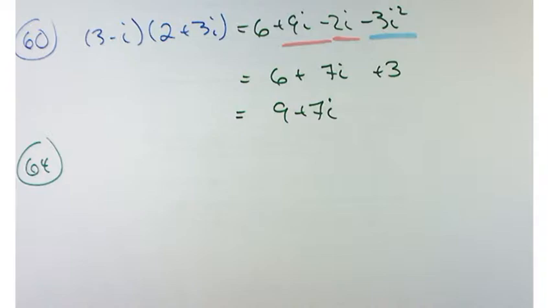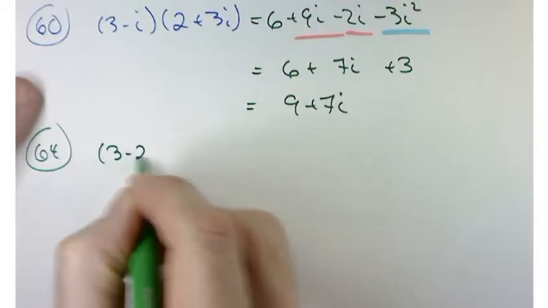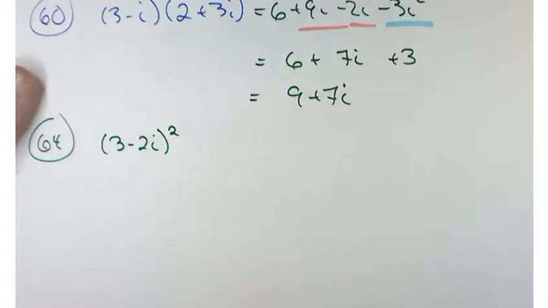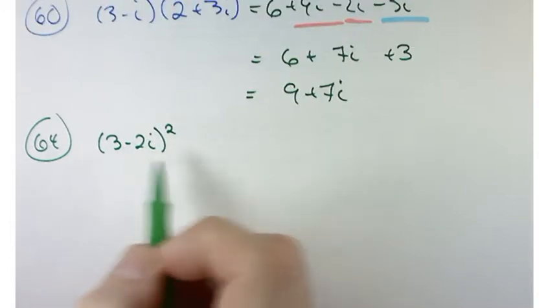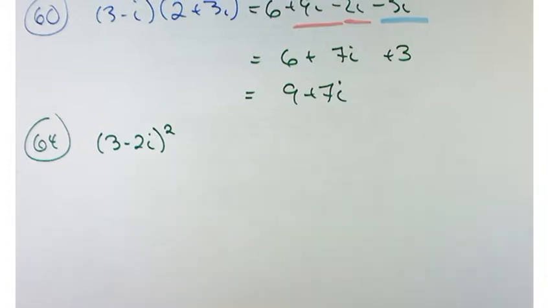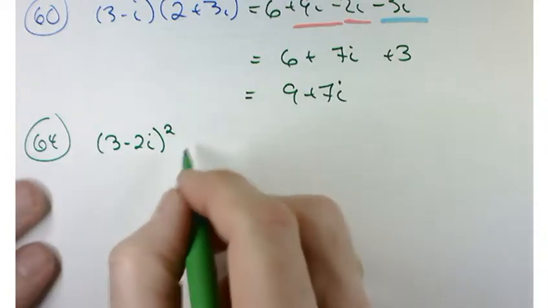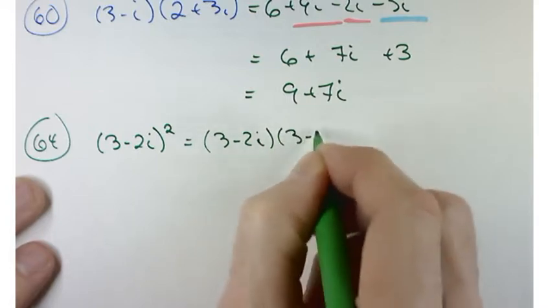Let's take a look at problem number 64. Three minus 2i squared. Now, one thing that it is not is 9 plus 4i squared. You can't take that shortcut. Sorry, doesn't work. Yes, that's exactly what you have to do. You have to FOIL it. So you're going to rewrite it as 3 minus 2i times 3 minus 2i.